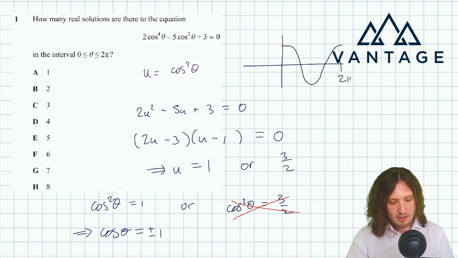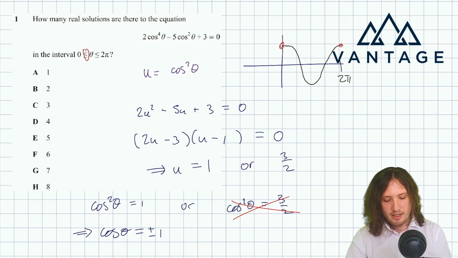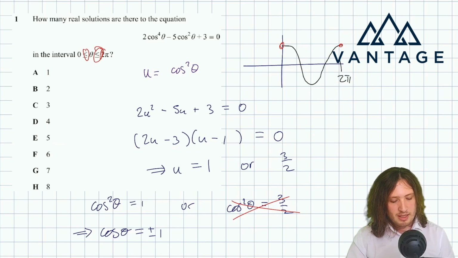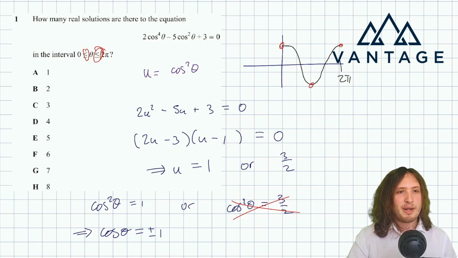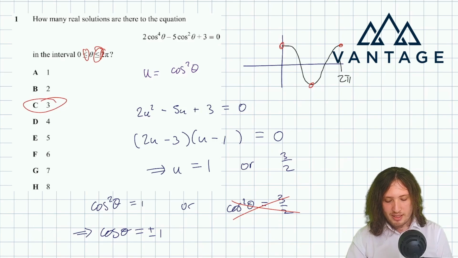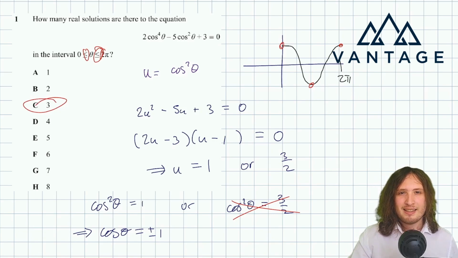So if this is 2 pi, we see that we take the value 1 at 0 and 2 pi, which crucially are included in our interval, and we take the value minus 1 when we're down at pi. So 3 solutions, the correct answer is C.